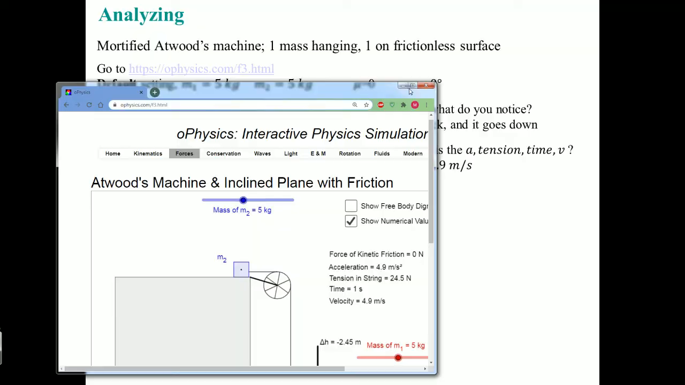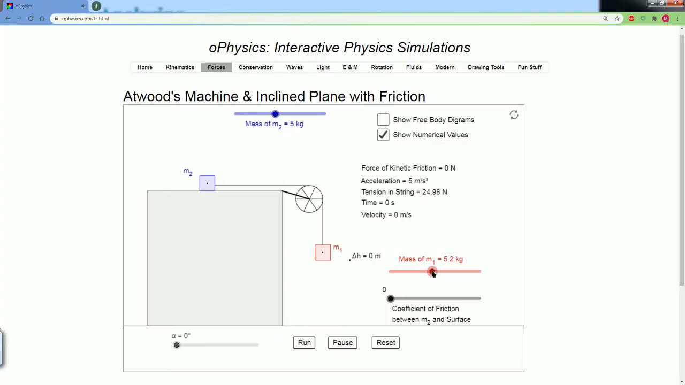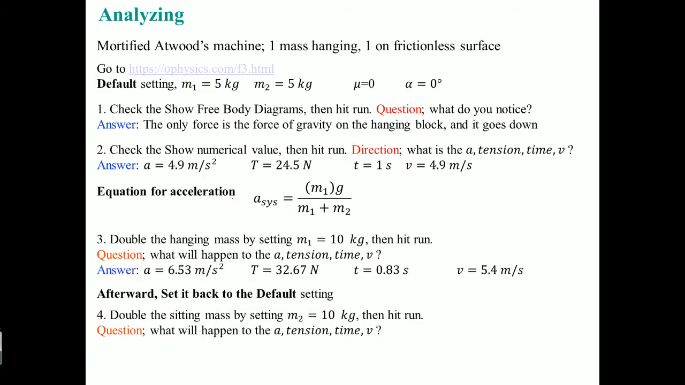Let's take a look. So we increase this to 10 and we hit run. Now we will see that the new acceleration is 6.5. The tension is 3.2. The time is less and the velocity is 5.4. So that's what the values are here. Now let's analyze these values.